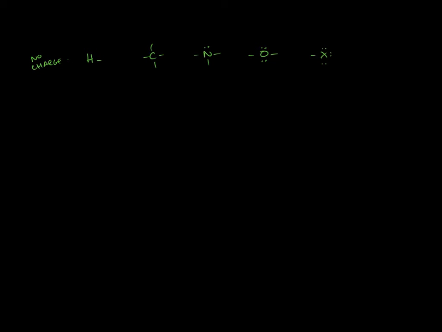All right, so what happens when they have a plus charge? A plus charge means that they have 1 fewer electron than normal. So therefore, hydrogen, instead of having 1 electron, would have 0.